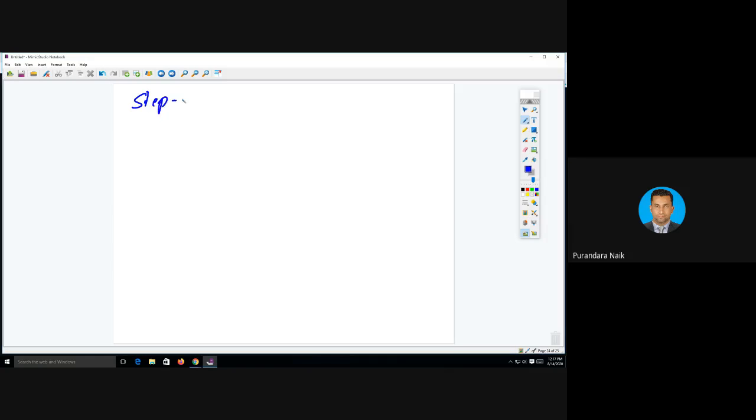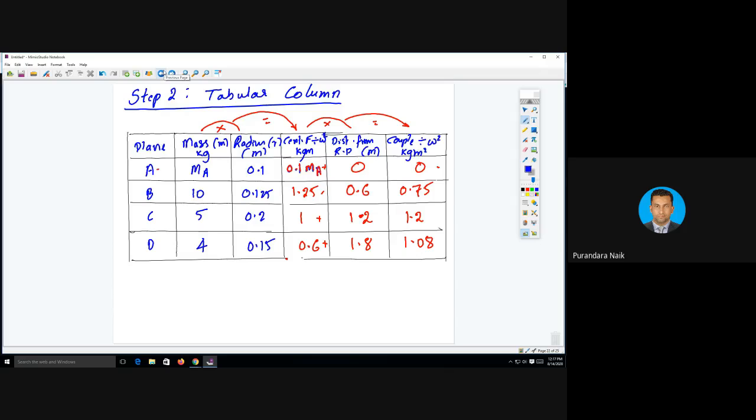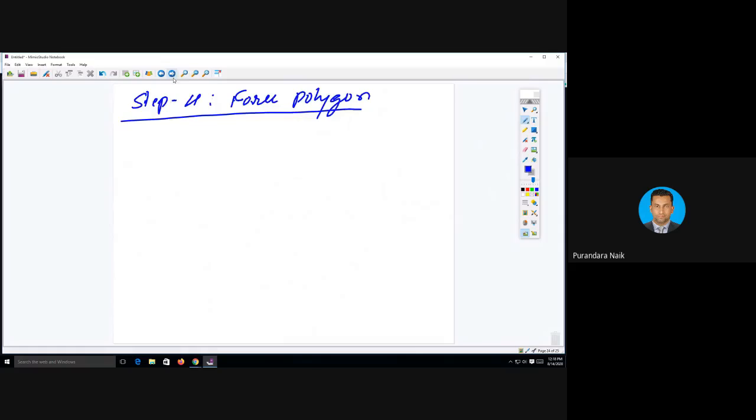Step 4. Force polygon. You need to take a proper scale. You see the magnitudes. Here also the maximum magnitude is 1.25. So it is better to take the scale as 1 kg meter equal to 5 centimeter, the same scale as the previous one. Okay, let us mark the first one. Mark O as a reference.